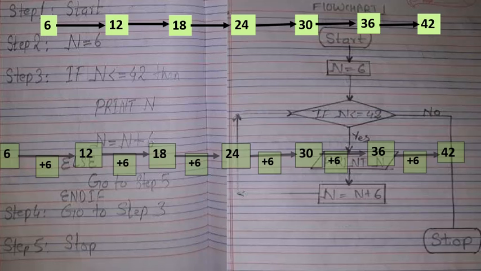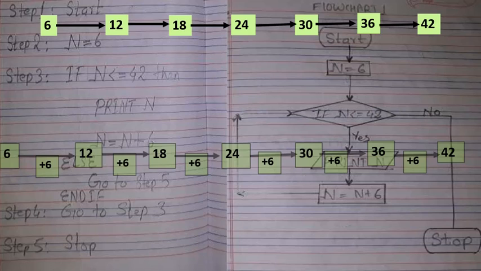Dear students, let us see the algorithm which is in the background. Step 1 is start, step 2 is n is equal to 6. This is 6 because 6 is the starting point. In step number 3, if n is less than or equal to 42. Why have we taken 42? Because 42 is the last number that we have to generate in the series.